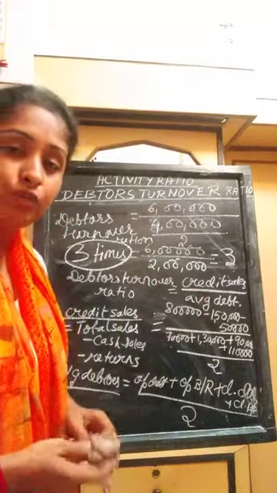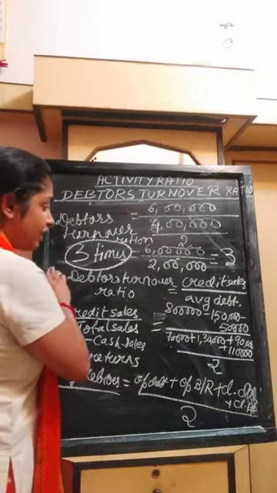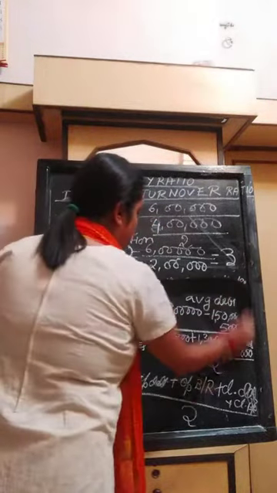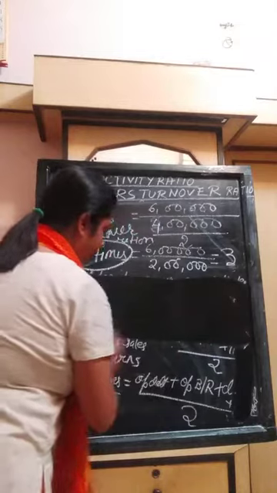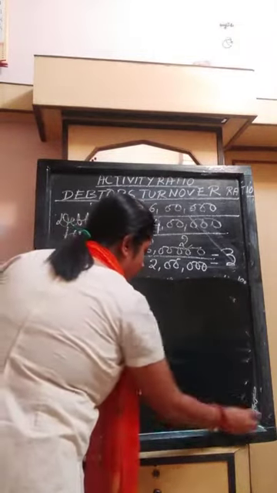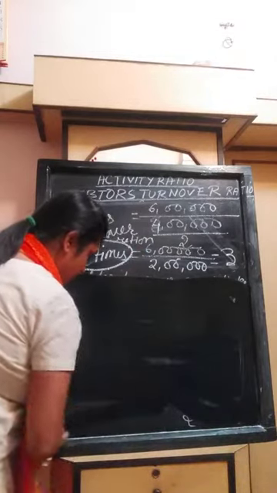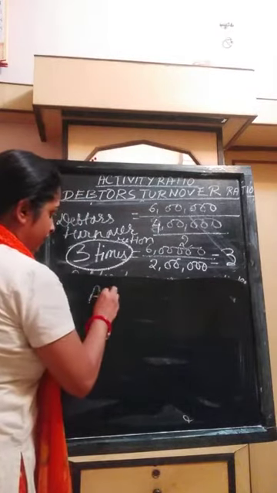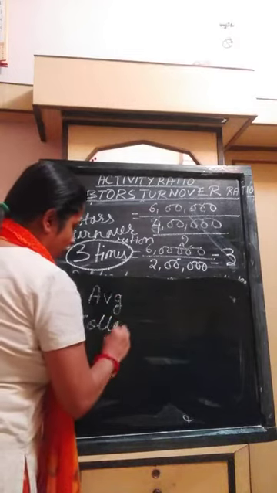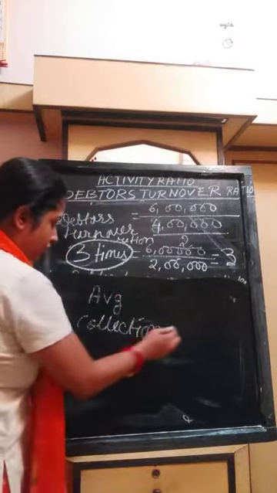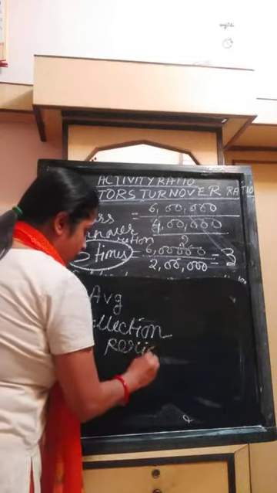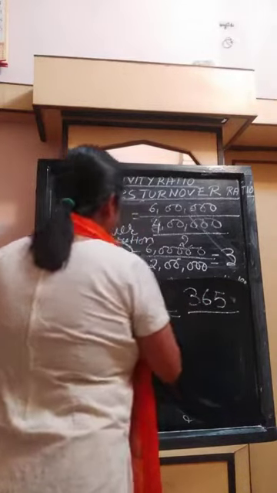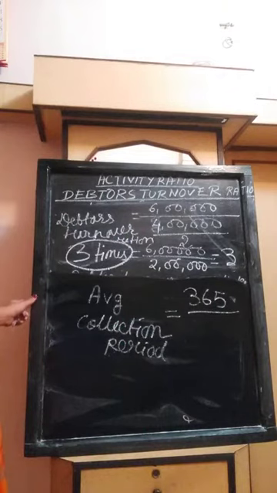Now you will be asked to find out the average collection period. How will you find out the average collection period? Because along with debtors turnover ratio, you will also be asked to find out the average collection period. That means after how many days the firm is able to collect its debts. This is called the average collection period. The formula of average collection period is 365 divided by this answer.